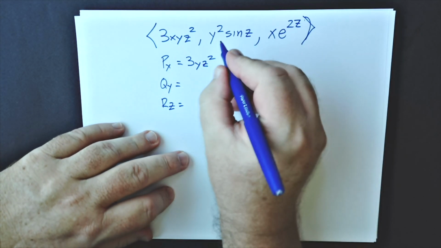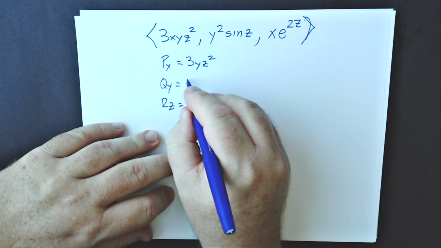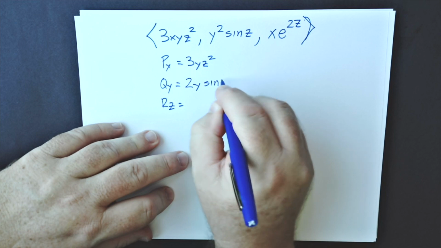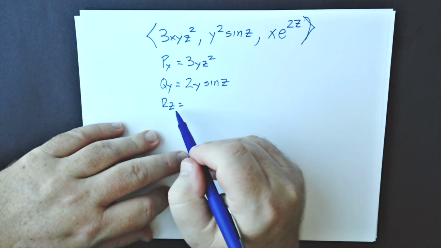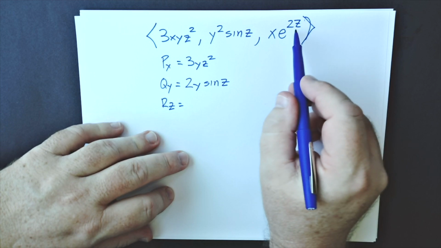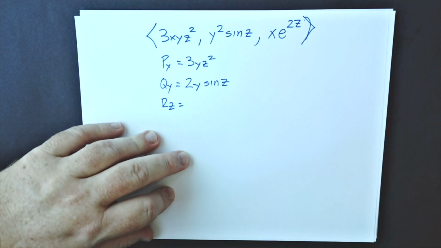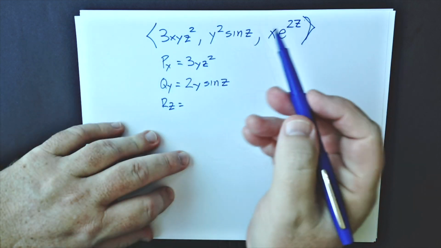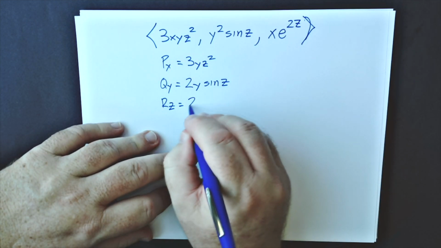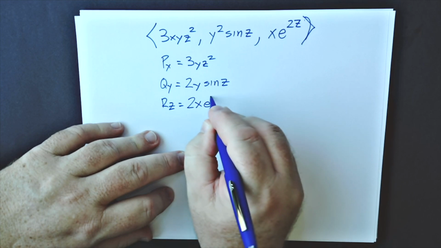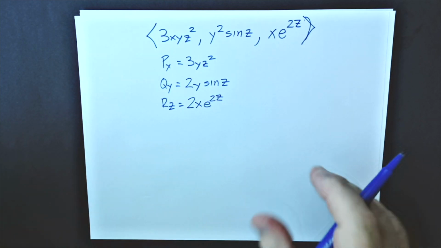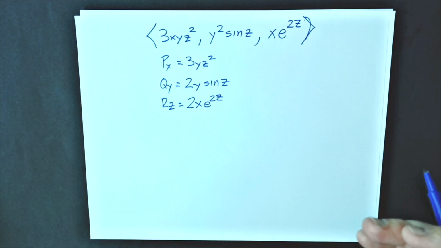And then Q with respect to y, the 2 comes down, right? 2y sine z. And the z, this one's a little tricky. This is a 2z up here, right? So when you take the derivative of an e to the something, remember we have to bring down that coefficient. So the coefficient is 2, so this is going to be 2x e to the 2z. And then you just add those up. I'm not going to bother to add them up because you can do that.